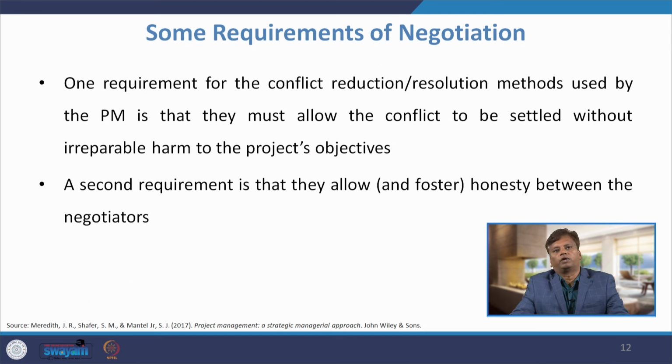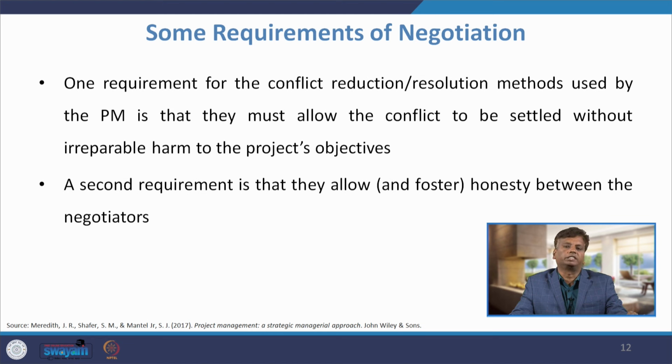One requirement for the conflict reduction or resolution method used by the project manager is that they must allow the conflict to be settled without irreparable harm to the project's objectives. So, when we take a solution for the conflicts, we have to suggest a solution without irreparable harm to the project's objectives. The project is more important. A second requirement is that they allow or foster honesty between the negotiation. So, when you go for the negotiation, the honesty is more important.